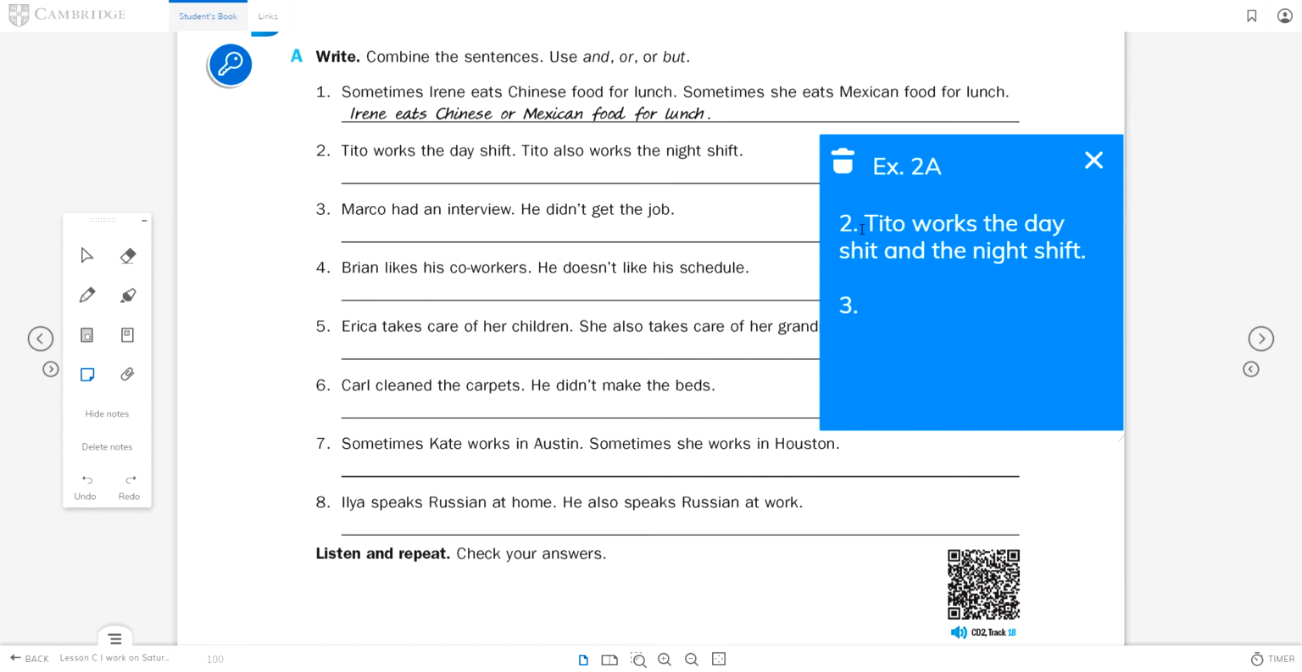Marco had an interview. He didn't get the job. How can I make this one? It gives me the idea of contrast. So what is the conjunction that I use when I have contrast? Very good, but, so let's put it here. Marco had an interview, but he didn't get the job. Unfortunately, right? Let's go.